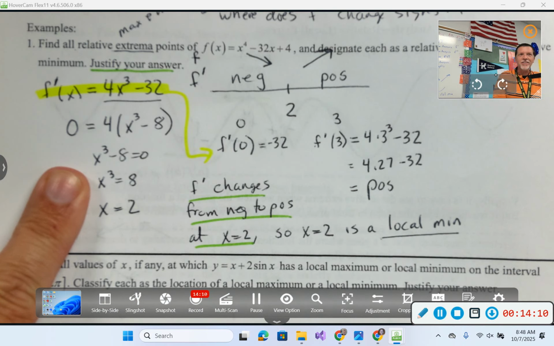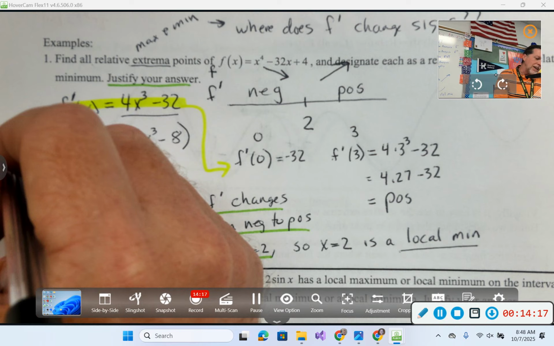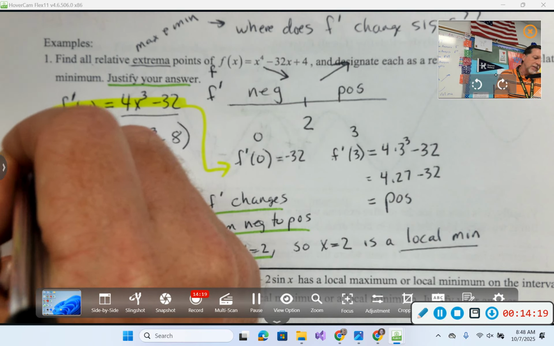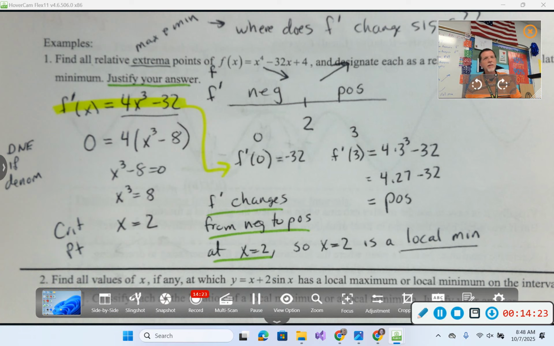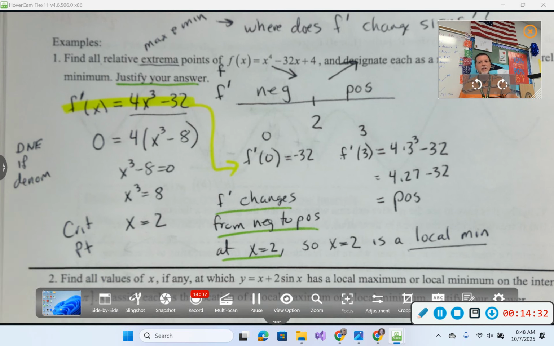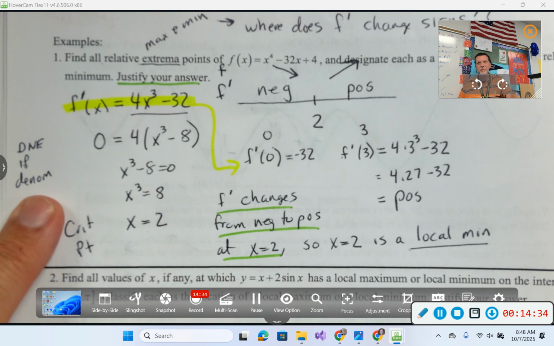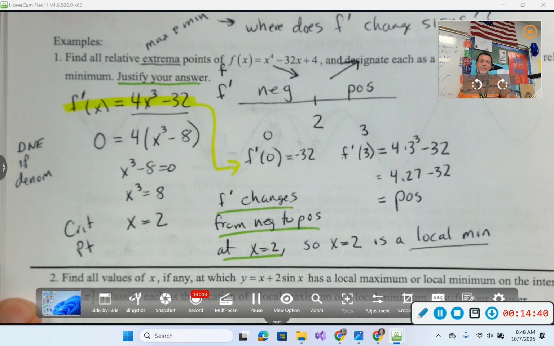4x cubed minus 32. So a polynomial, we're never going to have d and e. The main thing about the d and e is if there's a denominator, because that would put a 0 in the bottom. Tangent would have some d and e's, but that really is a result of there being a denominator. The main thing is the denominator. So you're right to ask. I kind of glossed over it because most of the time we don't have to worry about it.